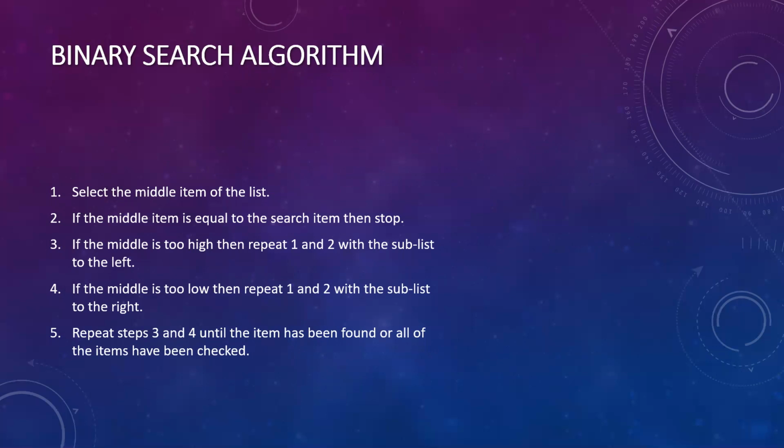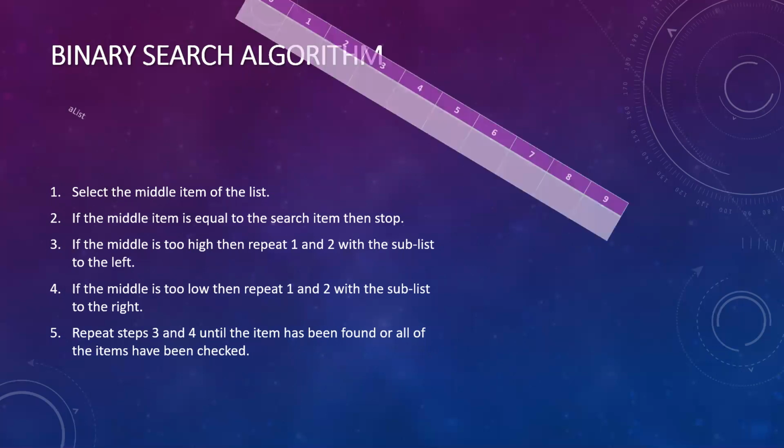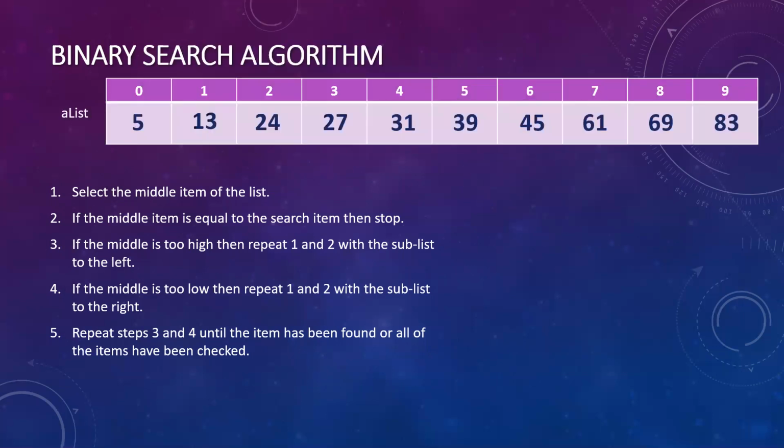Okay, if you see the example, we have a list and our target item is 13. I want to find out 13 in this list. So according to the binary search algorithm, at first we have to select the middle point of the list. So here the middle of the list is 31.